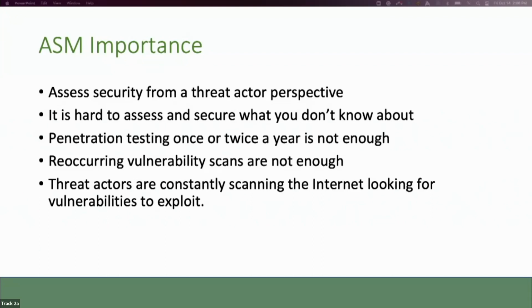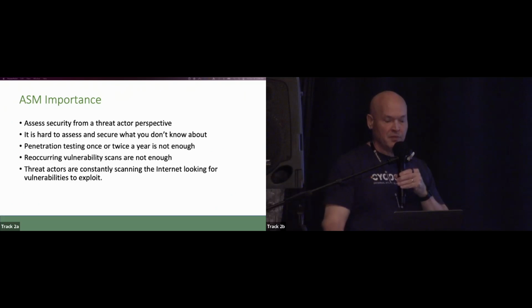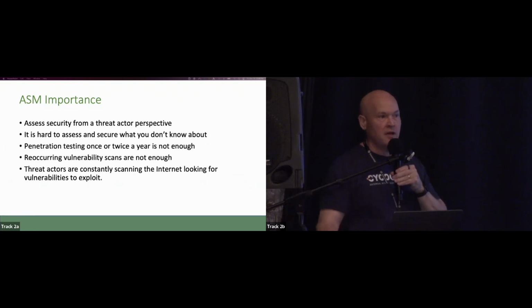So if you don't know about these assets, companies, a lot of times asset inventory is a big problem. And I know for the internal piece, HD Moore came out with his tool Rumble, which I think is rebranded now, that finds the internal attack surface, which is sometimes a problem, but a little less difficult internally. And so penetration testing once or twice a year, your recurring vulnerability scans, is not enough for managing that attack surface.